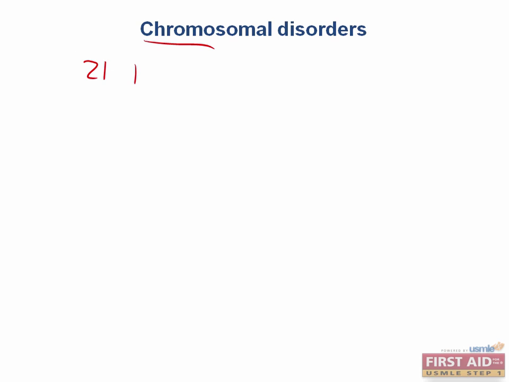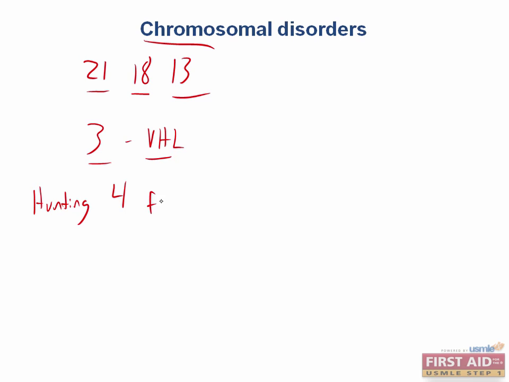Hopefully these chromosomes are still in your short-term memory, but what makes them special? Trisomies. Trisomies in these chromosomes cause which diseases? That would be Down for 21, Edward for 18, and 13 is Patau. We talked about chromosome 3 in the autosomal dominant diseases. Remember what disease this one is? That's VHL, or von Hippel-Lindau, because remember, the name has 3 letters in it. What's the high-yield disease for chromosome 4? Think of our mnemonic, hunting for food, is Huntington's disease.